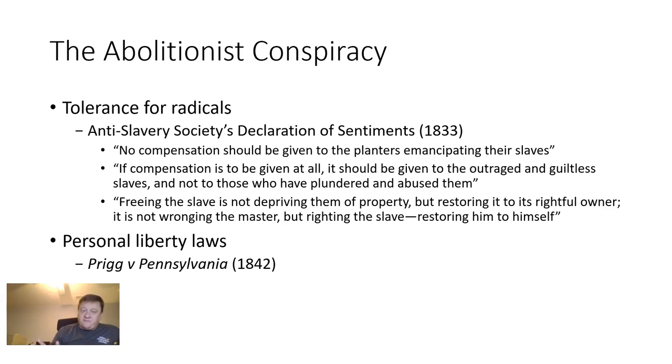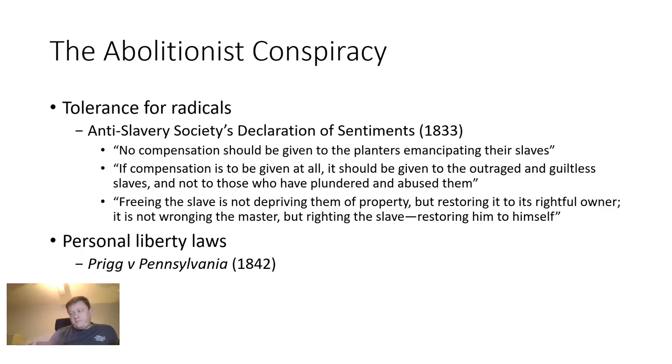You can't interfere. You can't hide the slave from the slave catcher, but you don't have to actually help them to catch the slave. This is also unconstitutional from a Southern perspective, even though the Supreme Court just said it was constitutional. Because in the U.S. Constitution, there's a fugitive slave provision that says all Americans are required to help slave catchers catch their slaves. And so the idea that Northern states are going to allow personal liberty laws is an affront to the U.S. Constitution.